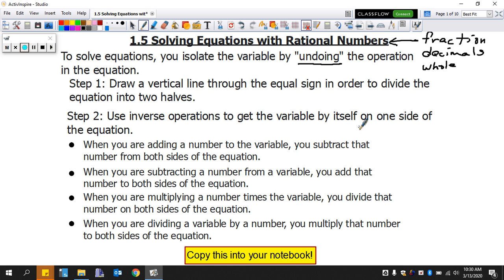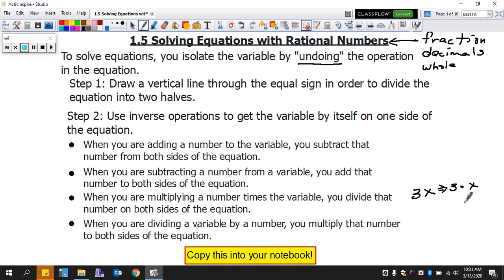What that means, the inverse operations, is simply that if you're adding a number to a variable, the inverse of adding is subtracting. So you subtract that number from both sides of the equation. If you're subtracting a number, then you add that number to both sides. If you're multiplying, that would be something like 3x, which means 3 times x. So if you're multiplying a number times a variable, you divide by that number on both sides of the equation.